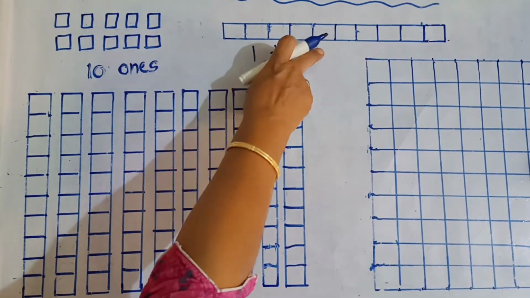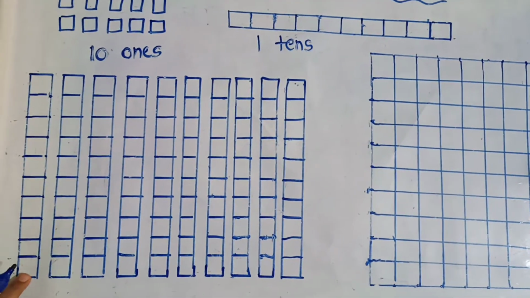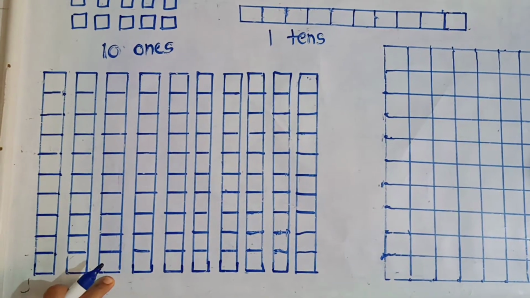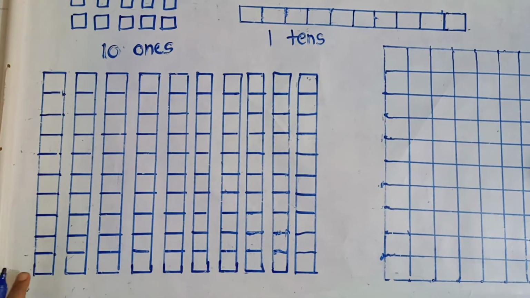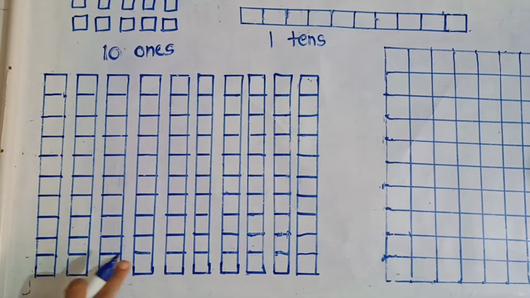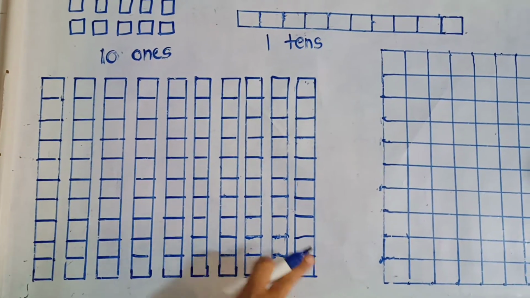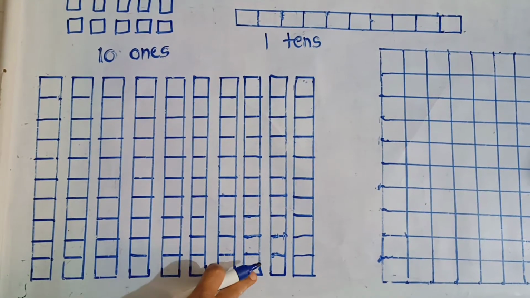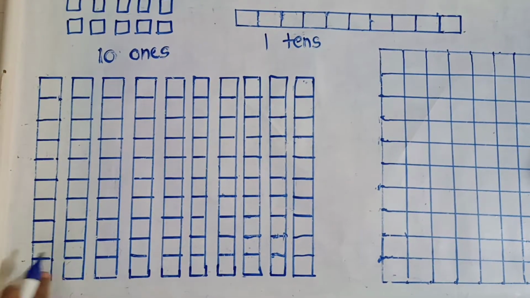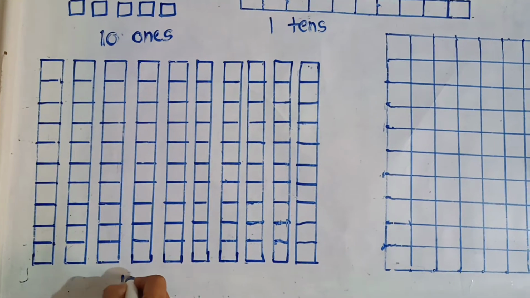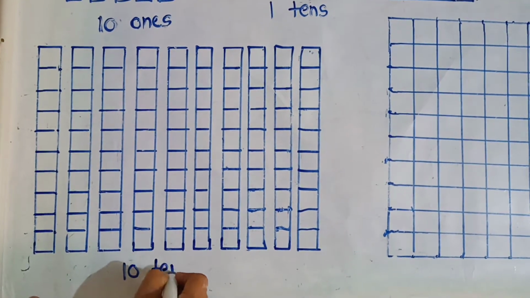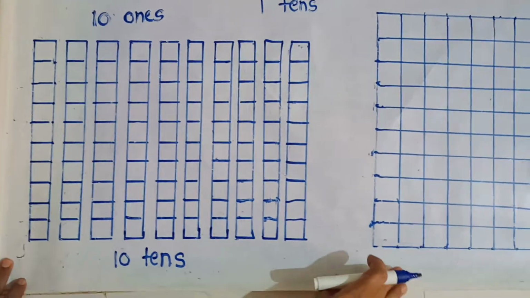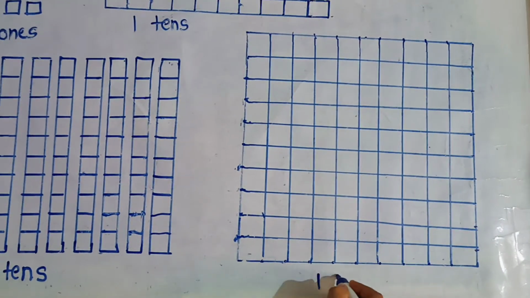These 1 tens means look here. This is 1 ten. Here is another 1 ten. Here 1 ten. And these are 1 ten, 1 ten, 1 ten, 1 ten means how many tens are here? 1, 2, 3, 4, 5, 6, 7, 8, 9, 10 means these are 10 tens. Okay, children? And these 10 tens become 100.